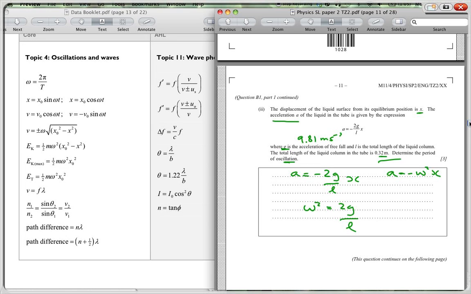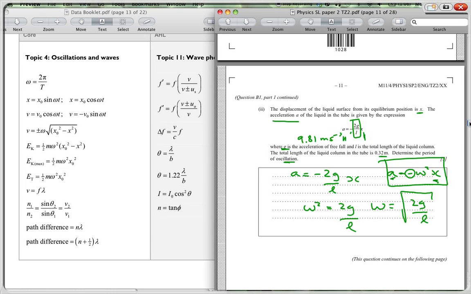This is your definition of simple harmonic motion, that your acceleration is always proportional to the x. As it is here, you can see that it's proportional to x, and it's towards the equilibrium, so it's always in the opposite direction to the direction that x is taking. And here we get this negative. This is a proportion value, this is a constant value. 2g over L is a constant. So we have that. So now we're going to get omega is equal to the square root of 2g over L.